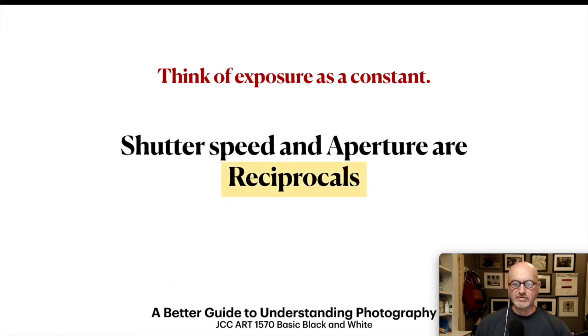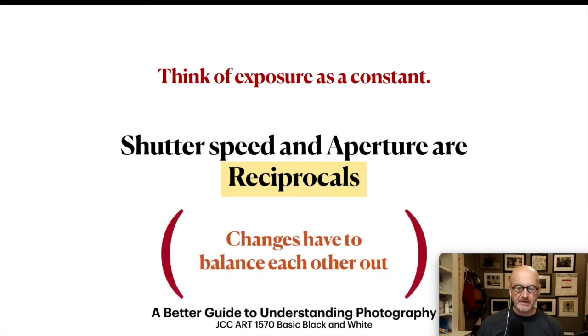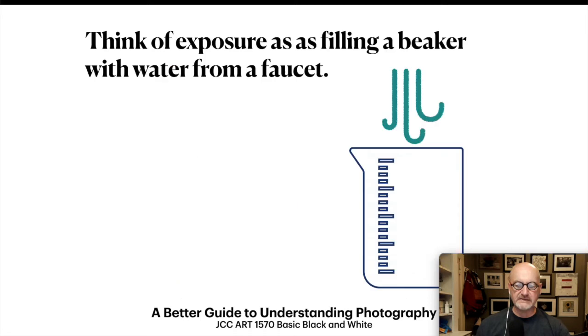Shutter speed and aperture work as reciprocals, which means as the intensity goes up, time has to go down. As time gets longer, intensity has to decrease. So we have to balance those two between each other. The changes always have to be in balance. The nice thing is once you find that balance, you have a number of workable solutions. But the first thing you have to do is find that balance.